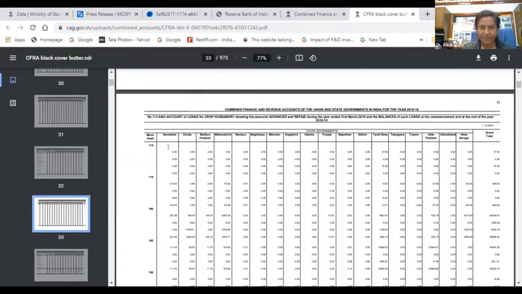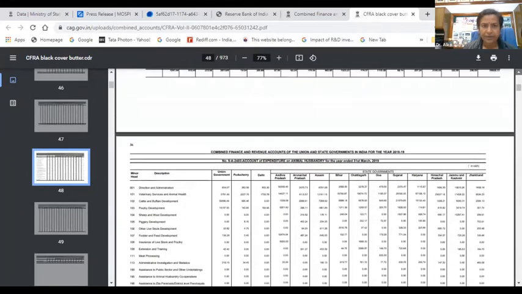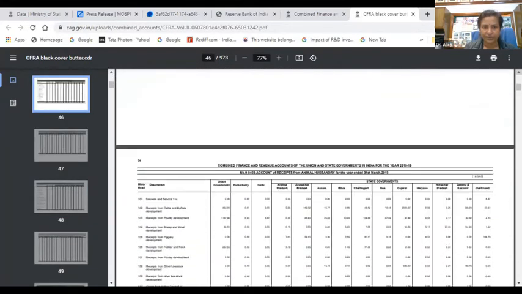For example, just see that here all the states are there, and here the codes are there, minor heads are there, and in between expenditures are there. Actually, you have to enlarge them because it's very consolidated, so that's why figures are so small. But you can get the data like this for all this one.